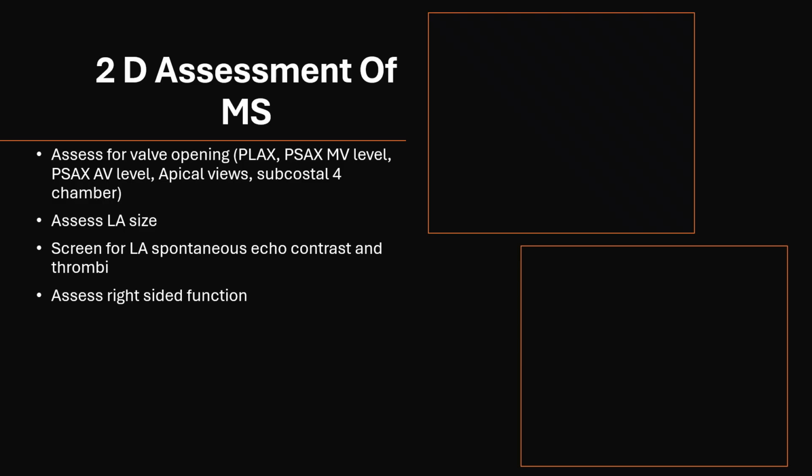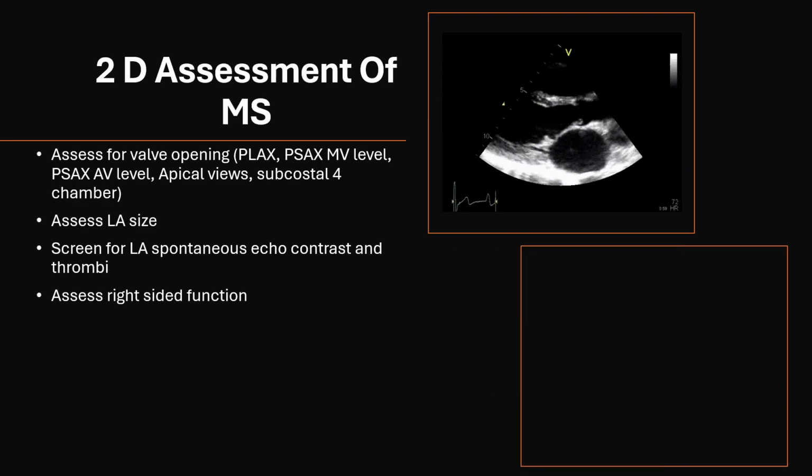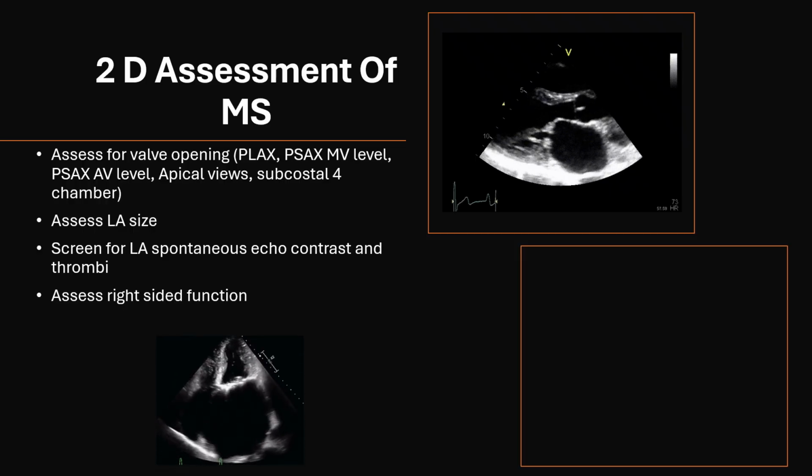and pulmonary hypertension. Here on this view, on the top right, you see a patient with restricted mitral valve mobility and enlarged left atrium suggestive of some degree of mitral stenosis. Here in this apical four-chamber view, you see a significantly dilated left atrium and minimal opening of the mitral valve, again signifying likely severe mitral stenosis of some sort.